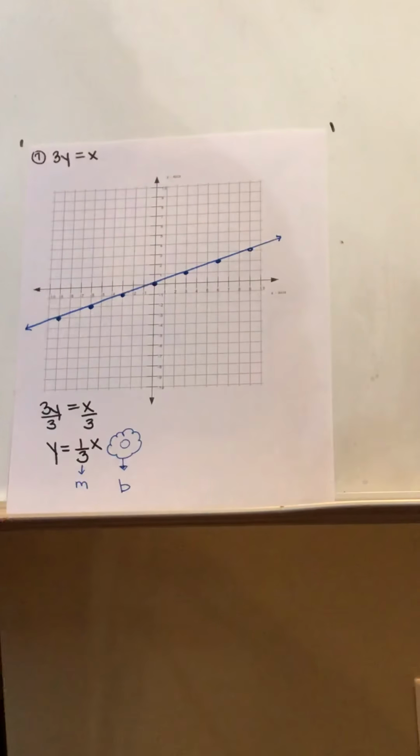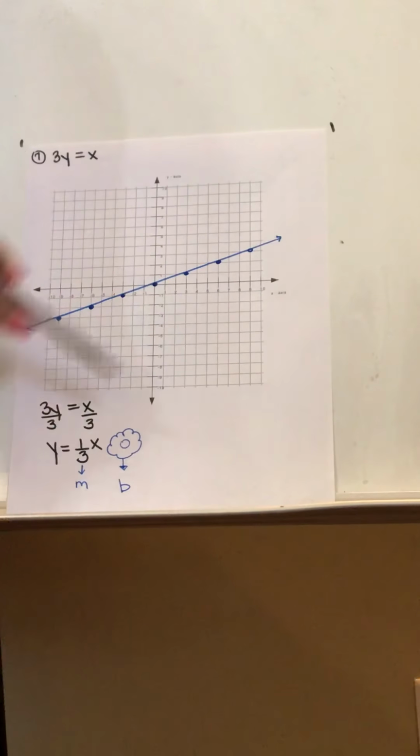Last example. We have 3y equals x. So to get y by itself, all we're going to do is divide by 3. X was already on that side. We're going to divide by 3. So we have y equals 1/3 x.